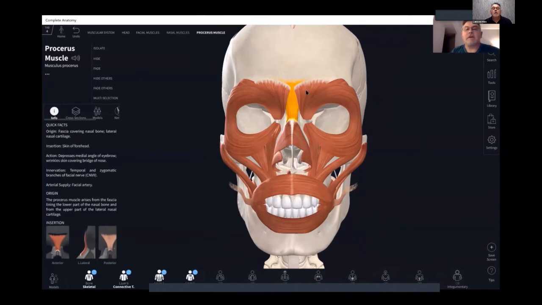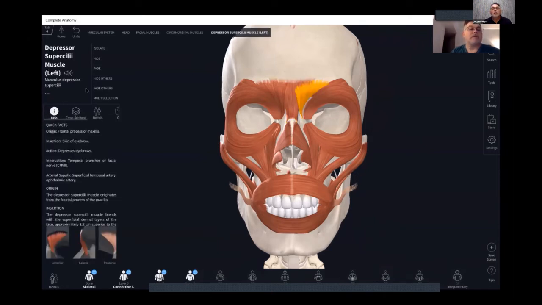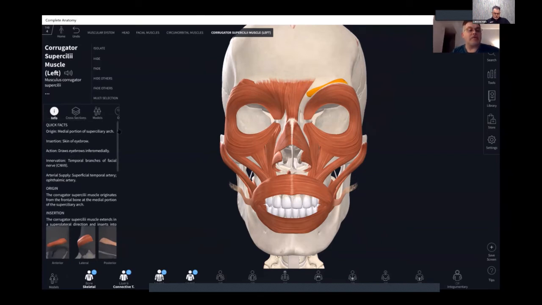into, let's look at the depressor and corrugator supercilii. Here the origin of the depressor is the frontal process of the maxilla. It inserts in the skin of the eyebrow, and its action is depressing the eyebrows. I'm going to hide that. That brings us to our corrugator supercilii here, medial portion of the superciliary arch, again inserting into the skin of the eyebrow, and it draws the eyebrows inferomedially.